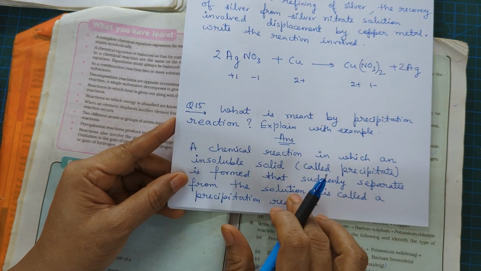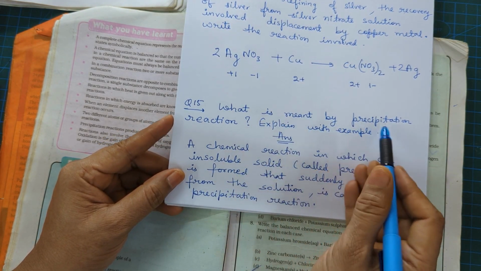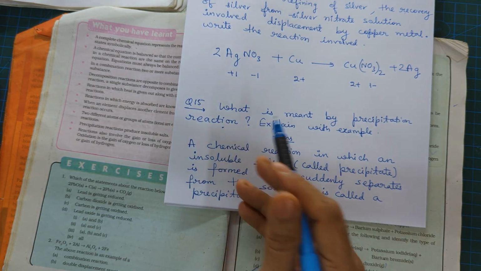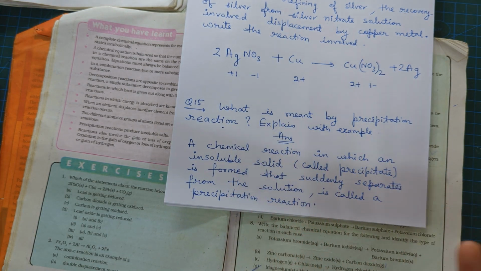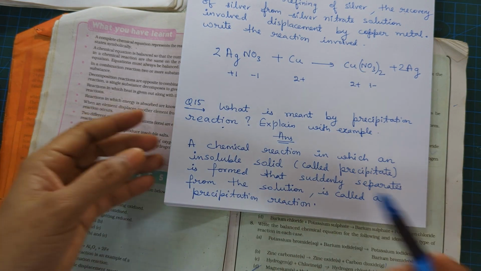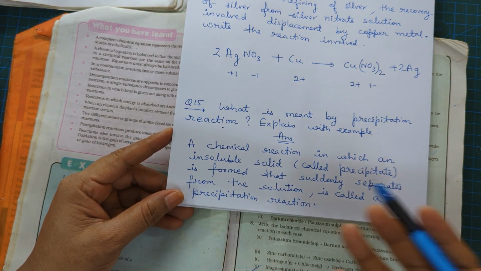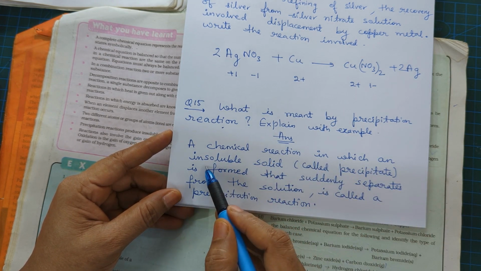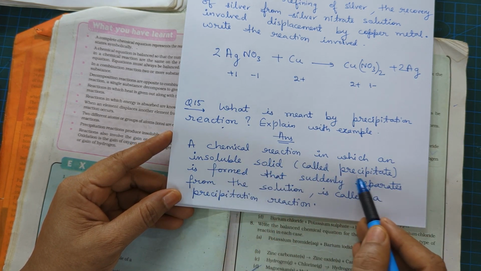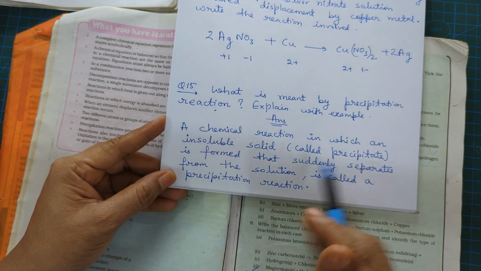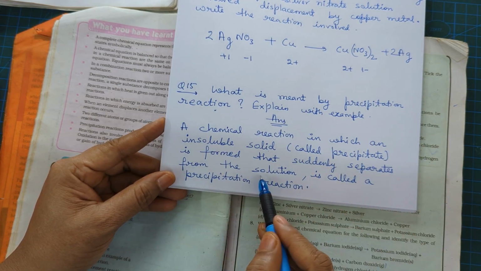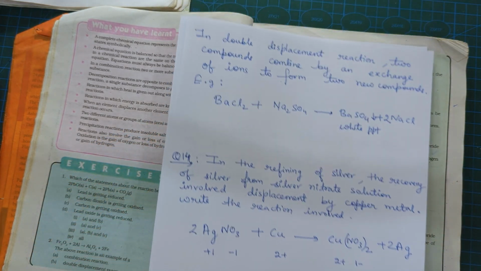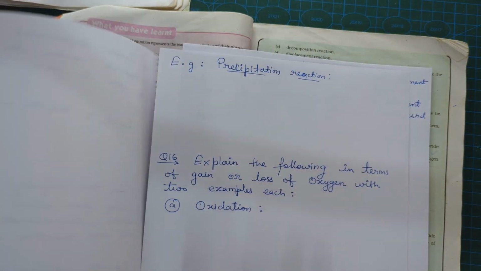Then 15th question. What is meant by precipitation reaction? A precipitation reaction is a reaction in which a precipitate, an insoluble compound, is formed. It is a kind of double displacement reaction. A chemical reaction in which an insoluble solid, that is the precipitate, is formed that suddenly separates from the solution, that is called a precipitation reaction. Give an example if they ask. We can give a good number of examples for this.